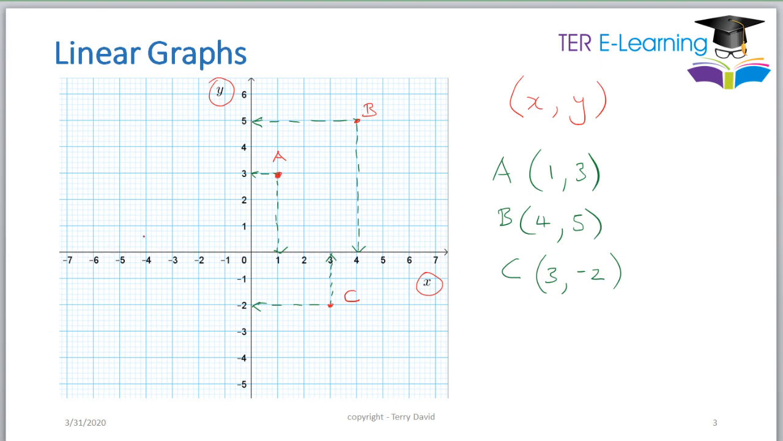Now I know this might seem a bit trivial, however, I've seen students get lots of trouble with these questions. Just to plot a point, they're having problems. So what about this point here, point D? What are the coordinates of the point D?